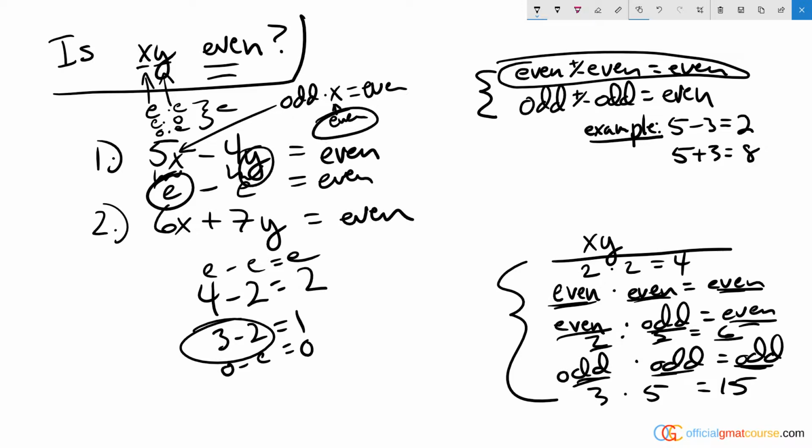We don't know anything about y because 4y will always be even. We can't learn anything about y from this. But we know x is even, which means this will have to be even as well, because even times y is guaranteed to be even.